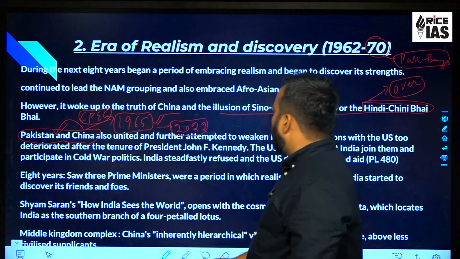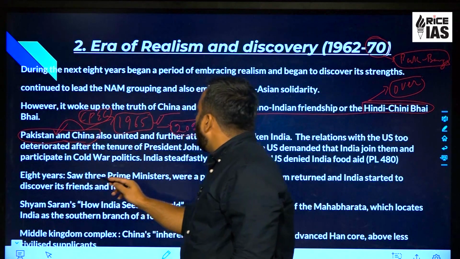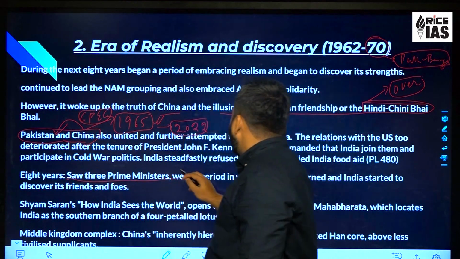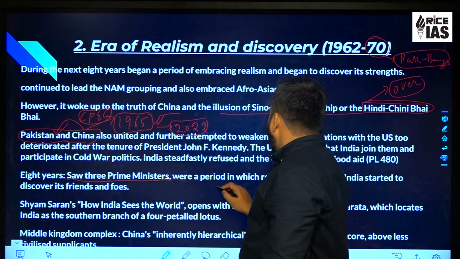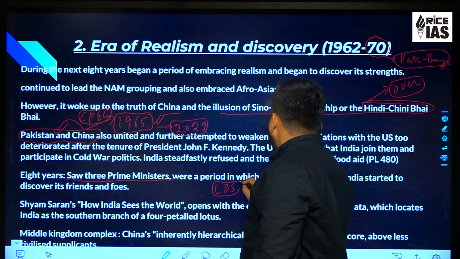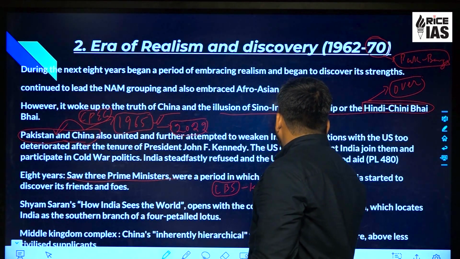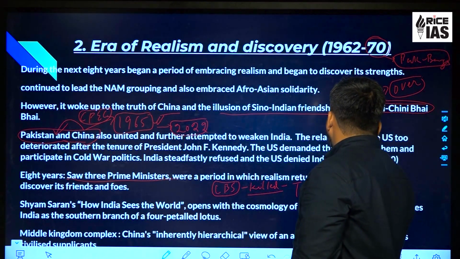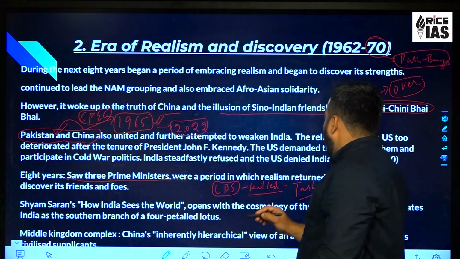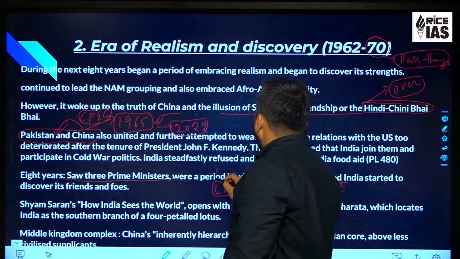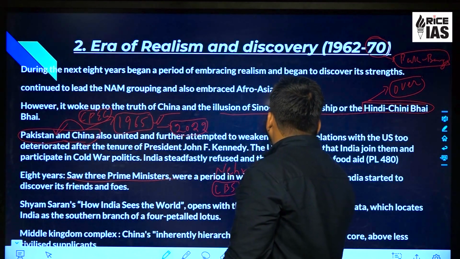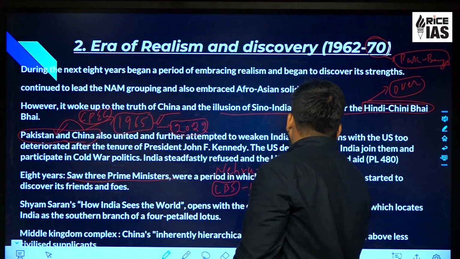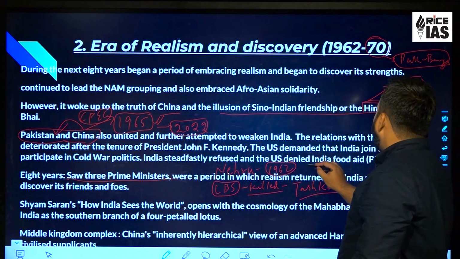All right. This was sometimes called the dangerous decades also. Three prime ministers in 8 years. Lal Bahadur Shastri was killed outside India, in Tashkent. It is also said that before Lal Bahadur Shastri, Nehru could not take a hit to his stature when he lost the war in 1962, and he passed away in 1964.